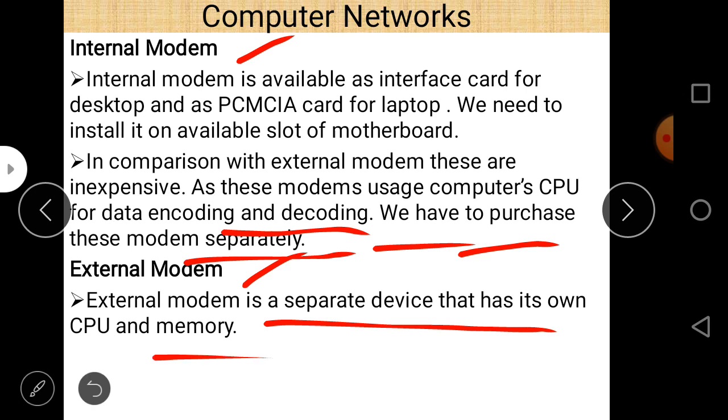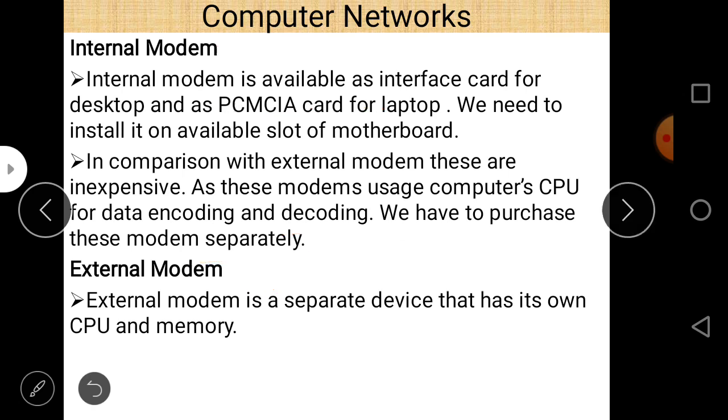So there are two types of modem: internal modem and external modem. External modem is basically a separate device that has its own CPU and memory, and internal modem is available as an interface card and is an essential part of our computer system, an essential part of our laptop in the form of PCMCIA. As the name suggests, internal means a part of the laptop, while external you have to purchase separately, and it has its own CPU and memory also.